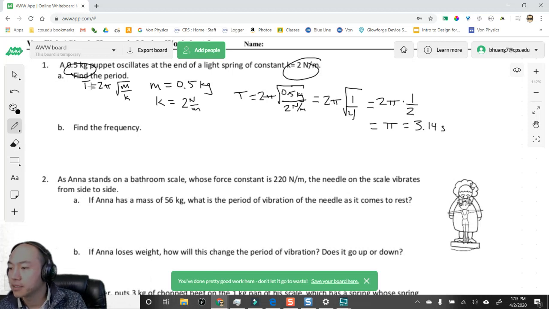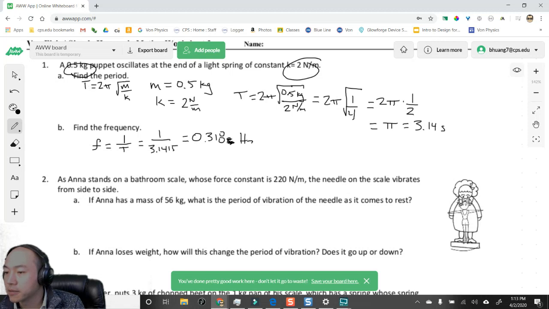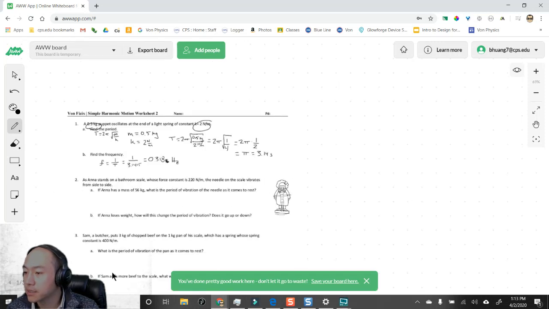The second part asks for the frequency. So f is equal to 1 divided by T. In this case, it's 1 divided by 3.1415. We'll plug that into our calculator, and I got 0.318. Oh, sorry, not seconds. That should be in hertz. All right, so that's the first problem.